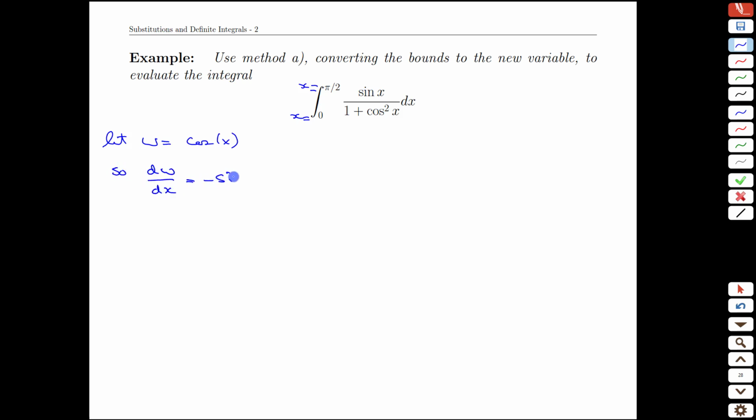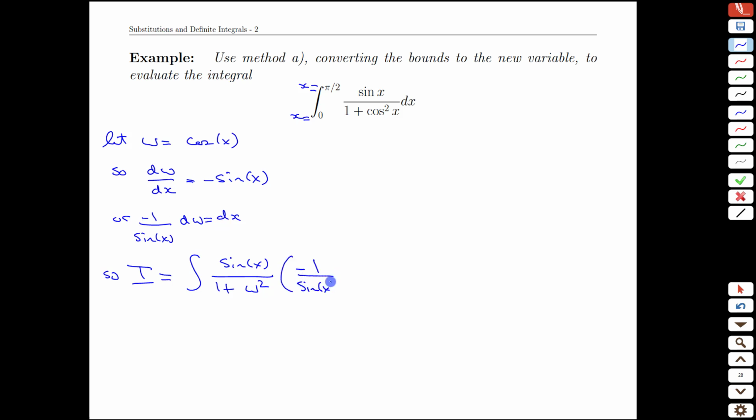We'll go through the process relatively efficiently here and just show the differences. Isolating the dx, we get -1 over sine of x dw. So our integral is equal to the integral of sine of x is what we started with. We had 1 plus cos squared. But wait, cos of x is w, so we have 1 over w squared. And then the dx value is equal to -1 over sine of x times dw.